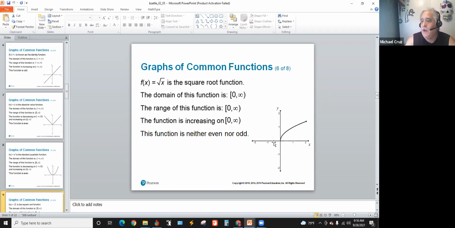So the domain can be as low as 0, but then can go up to infinity. The range is similar. And what it amounts to, see, it's only in that first quadrant. So that's what both of these mean. And it's increasing throughout, and it's neither an even nor an odd function.